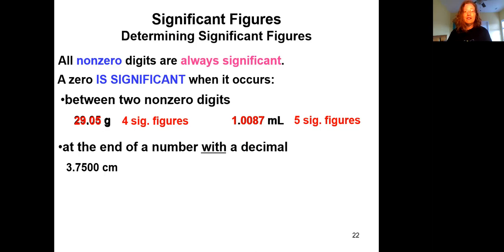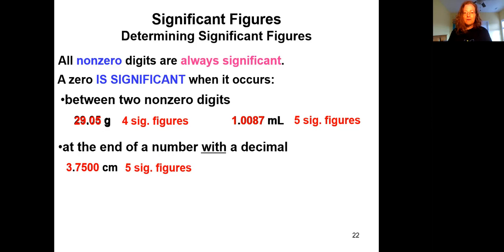They really meant that this number was exactly 3.750, and then they decided that the last value was a 0 and not a 1, for example. All of those digits are significant because of the decimal. That includes the zeros at the end of the number. So again, this one will be 5 significant figures.